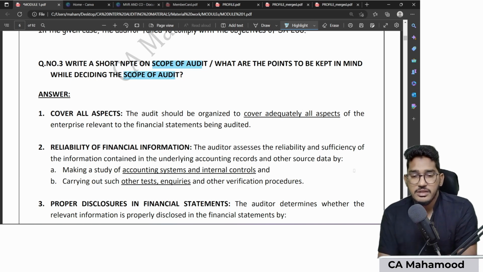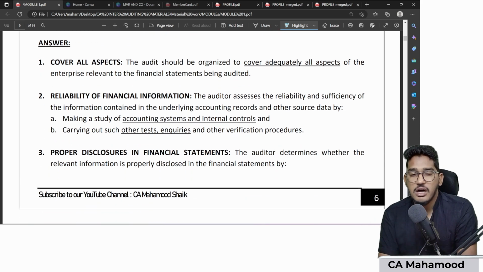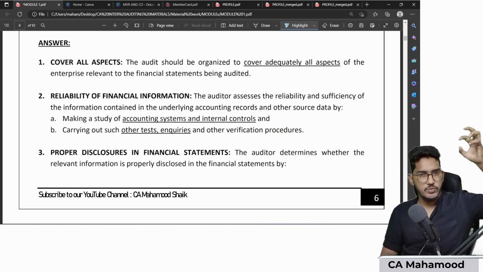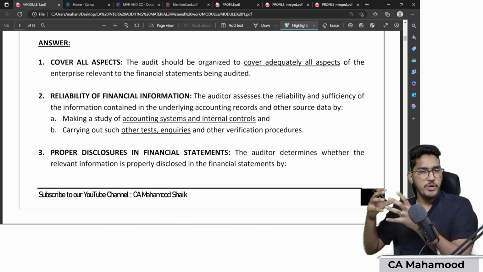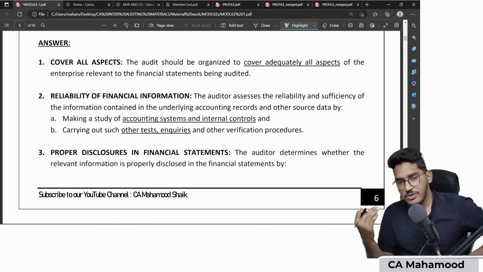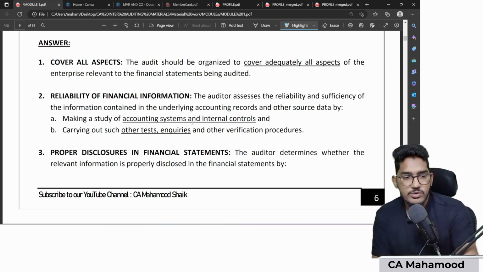If you ask me, the points which we will see in this answer are not something new. It is actually a combination of a few points which we have read in question number 1 and a combination of a few points which we have read just now in the principal aspects to be covered in an audit. So let us try to revise it, what they are trying to say here.